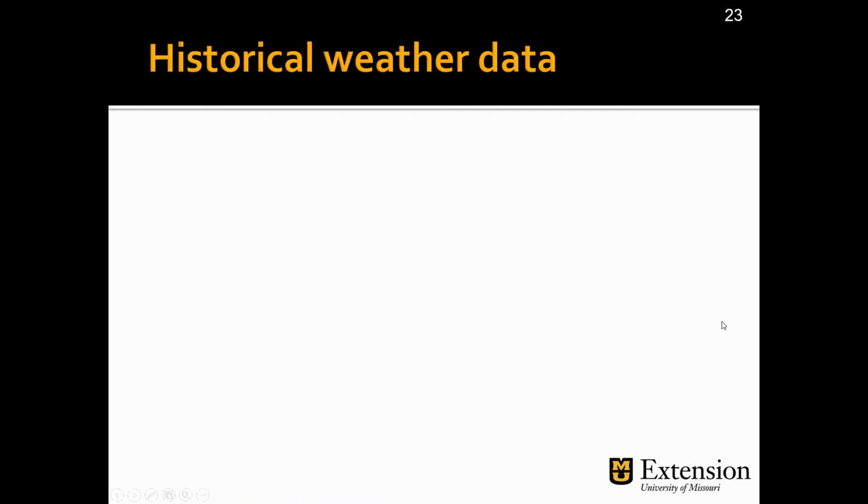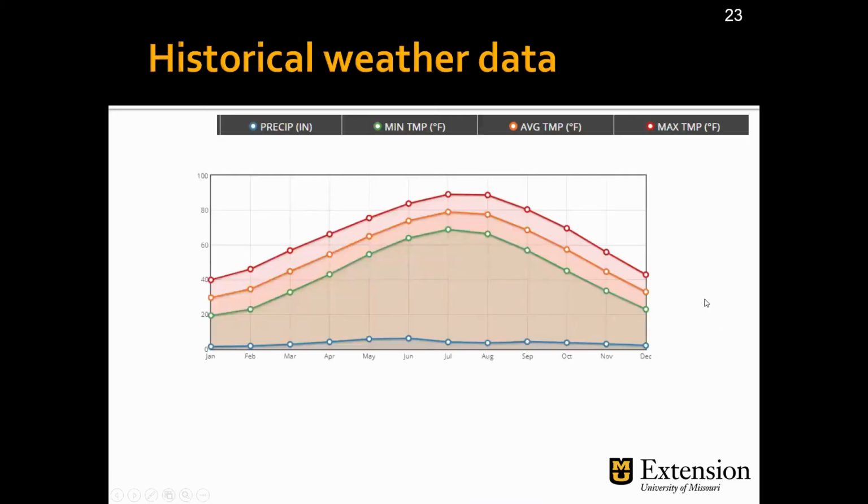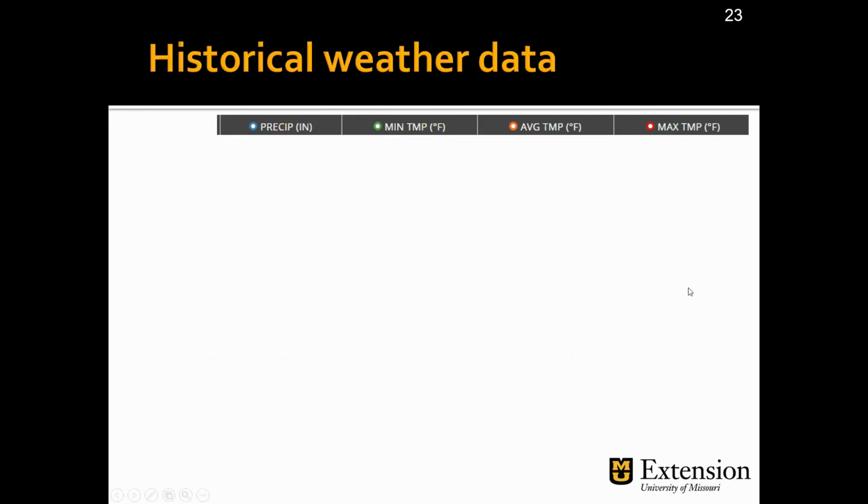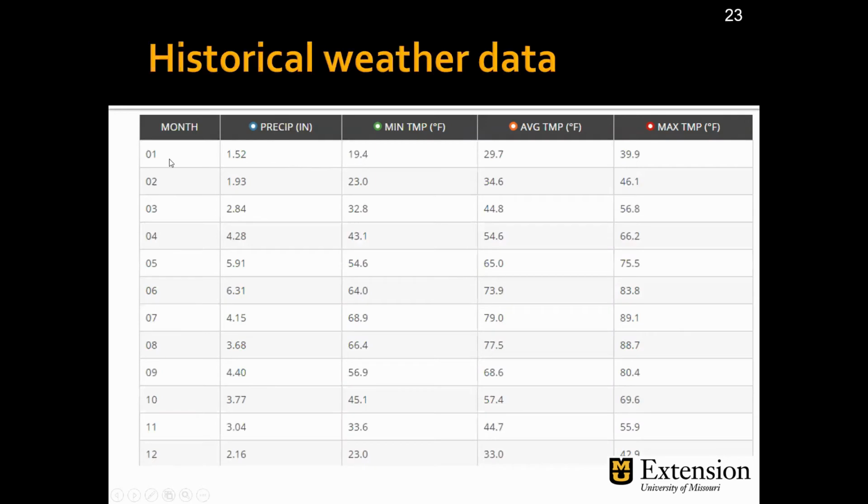So in my area, it gives me this graph where it shows me the maximum temperature, the average temperature, and the minimum temperature for each month. It also gives me how much rain, or how much precipitation, we have. Since the precipitation is down here, it's hard to see how many inches of water we're getting. But it also gives you a table that tells you for January you had this much precipitation.